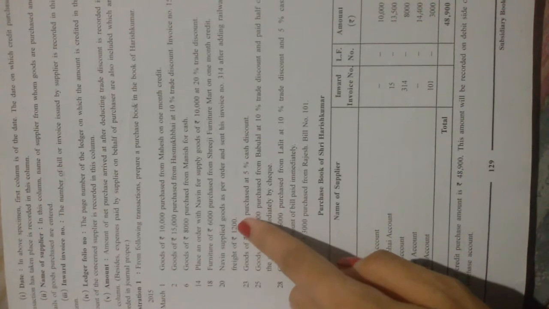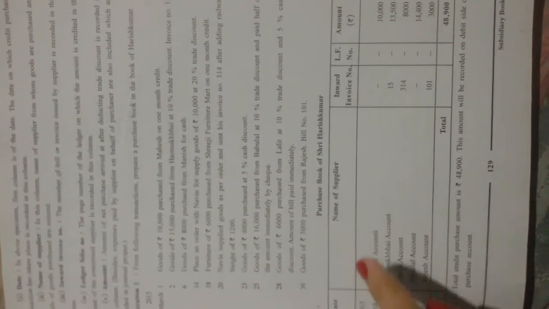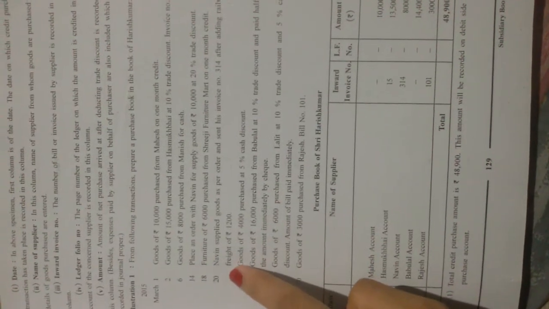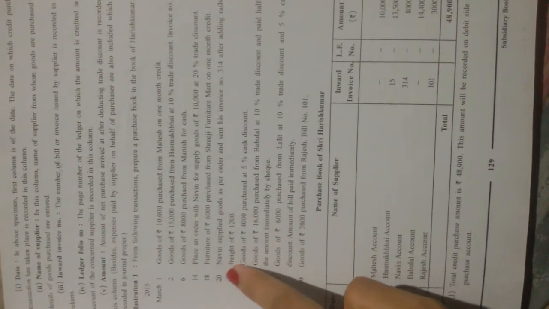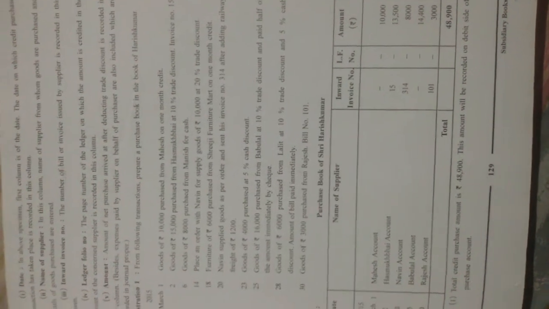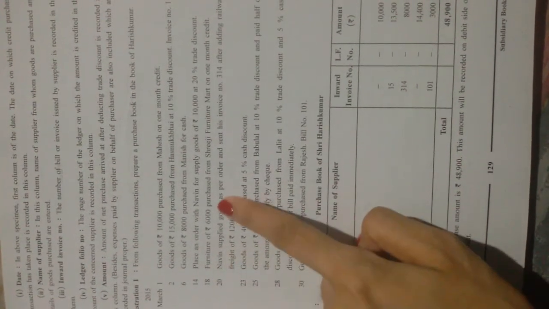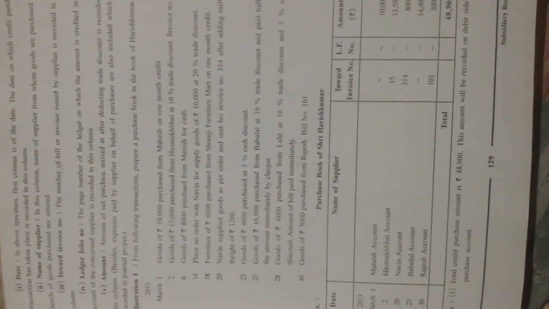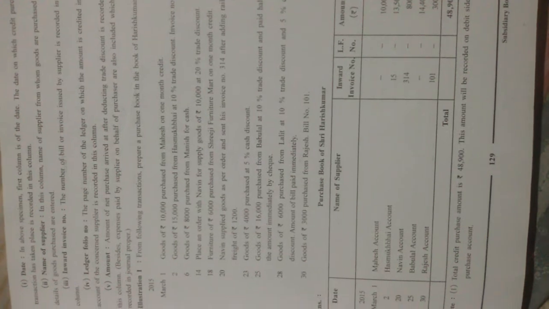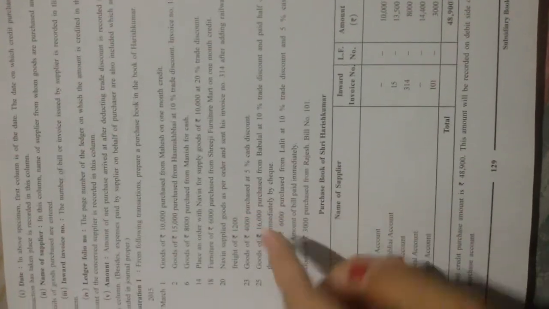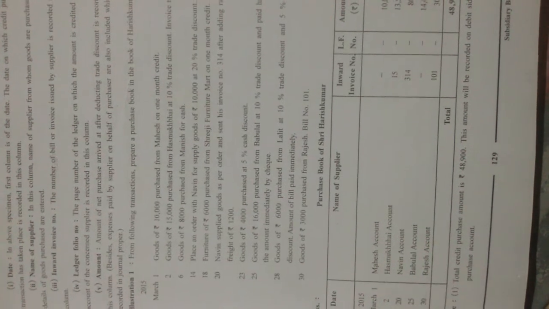And for the 1,200 freight, you don't have to write that amount or show that amount in the purchase book. Yes, it would be recorded, but in the journal proper, because it is a type of expense. It is not a purchase. So this amount would be recorded in the journal proper. But now it is not asked. It is just for the purchase book. You have to just prepare the purchase book. So the railway freight will not be added in the purchase book.